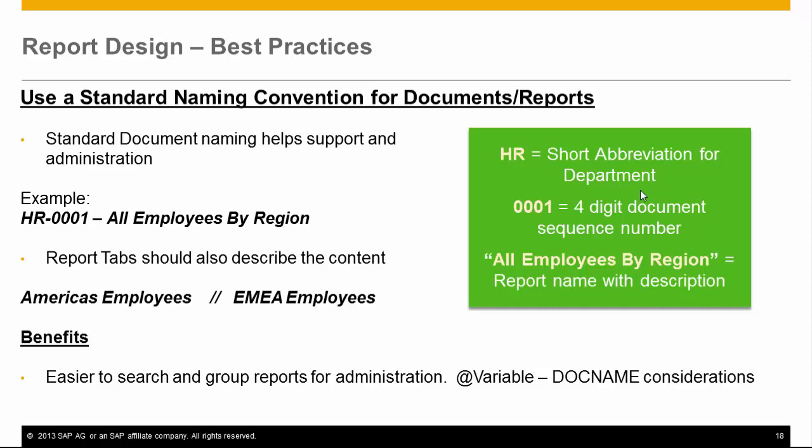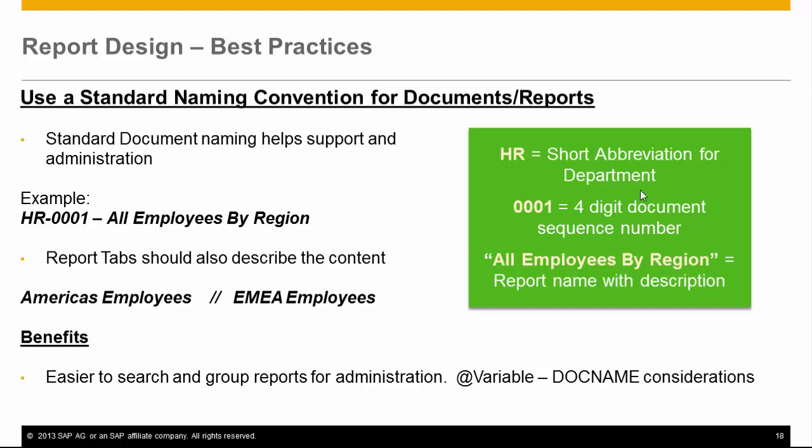Or maybe you have several revisions of a report and these numbers go up. Maybe that's a revision number for you. And then of course something with a bit of a description of what the report is. So the example here, HR 0001, All Employees by Region. This does tell us some stuff just by that document name. And again, if you're using that End SQL and @Variable doc name, it will inject that into the SQL and could make it easier to trace back.